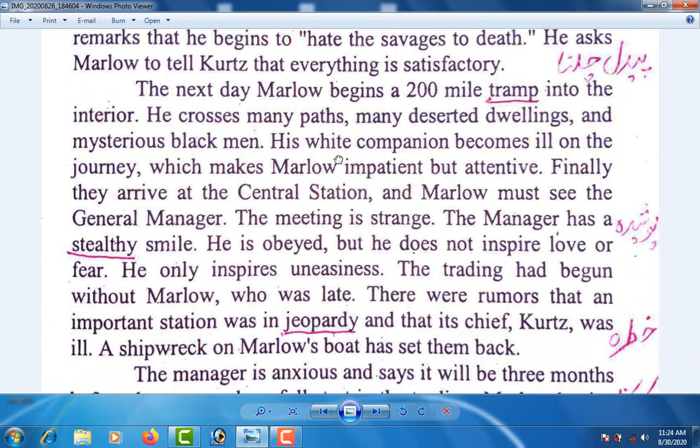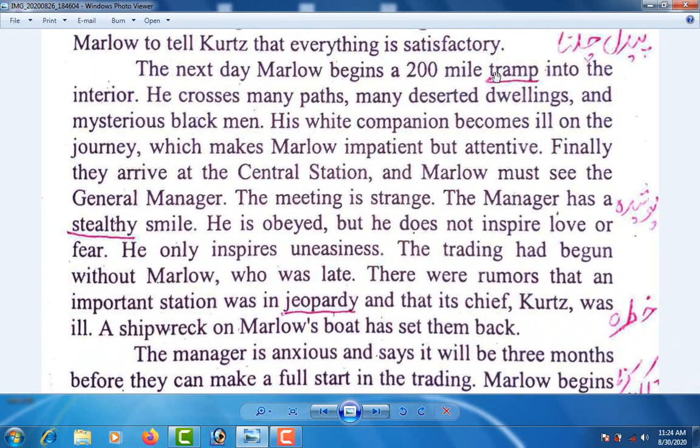The next day, Marlow begins a 200-mile tramp into the interior. He crosses many paths, many deserted dwellings, and mysterious black men. His white companion becomes ill on the journey, which makes Marlow impatient but attentive. Finally, they arrive at the central station, and Marlow must see the general manager.